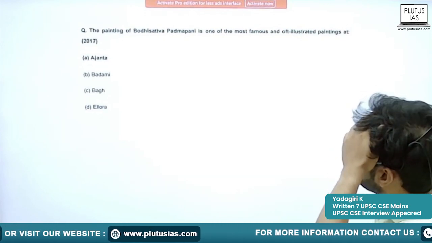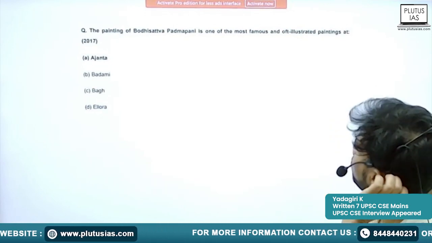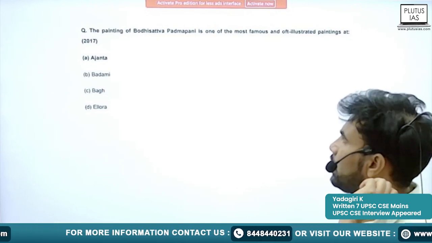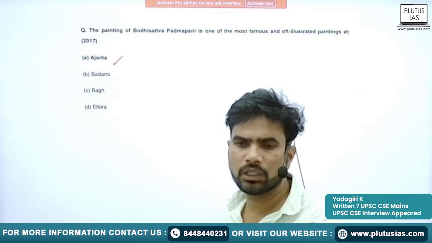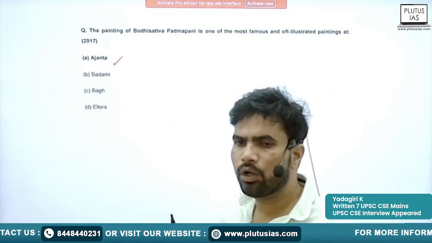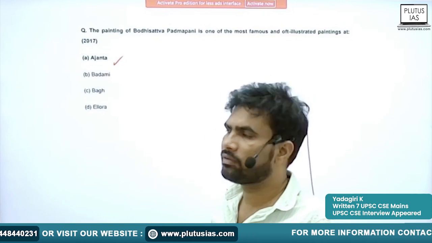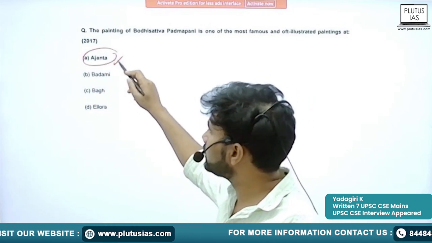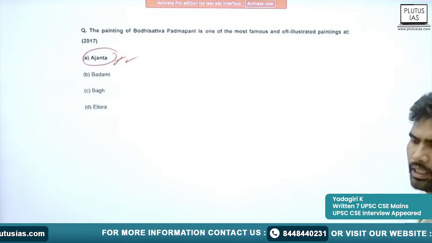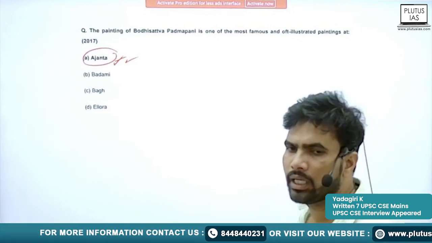Right. The next question was asked in 2017. The painting of Bodhisattva Padmapani is one of the most famous and oft-illustrated paintings at the Ajanta Caves. So we have seen Padmapani, the god holding the Padma lotus flower. That painting is known as Padmapani, right? That is there in the Ajanta Caves, right? So this is about the paintings.